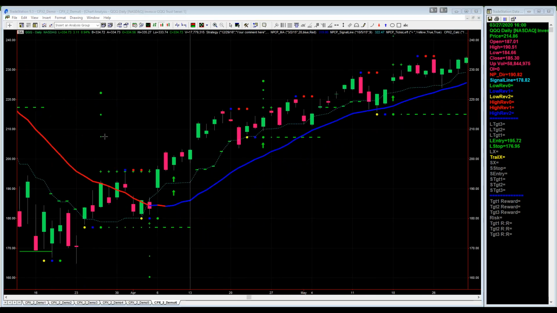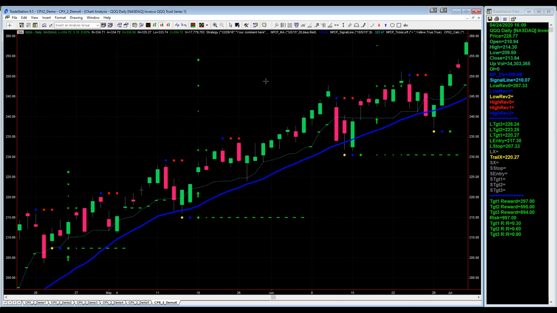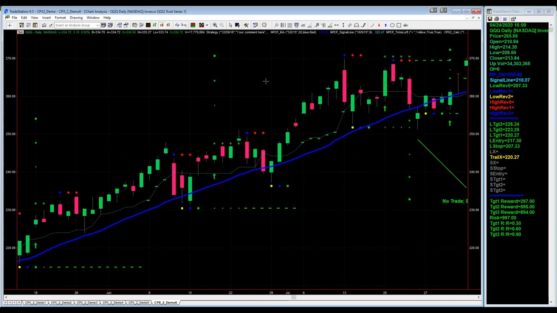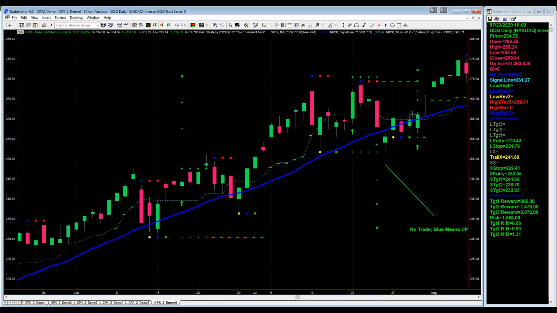Each one of these targets are where you could peel off options. And look at all these trades. Every single one is winning. Every single one. There's a losing trade here, but it is not a losing trade. Anyone know why? Because the line is blue. We don't go short. So the trend mode indicator filters out what would have been a losing trade.